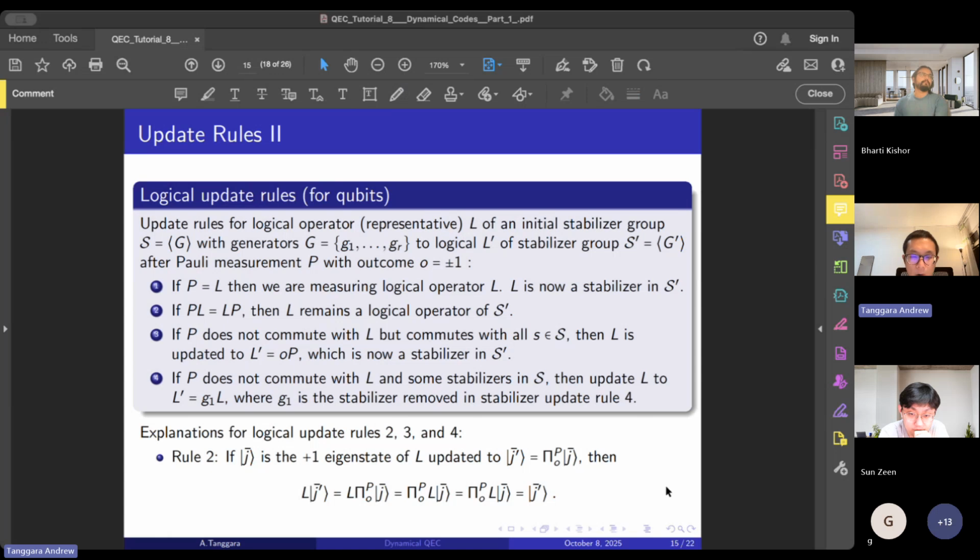And this is a more general statement on how to update the logical operators. So these are all connected to the previous stabilizer update rule, right? So the first one, if P is equal to L, this is where we do logical measurement.